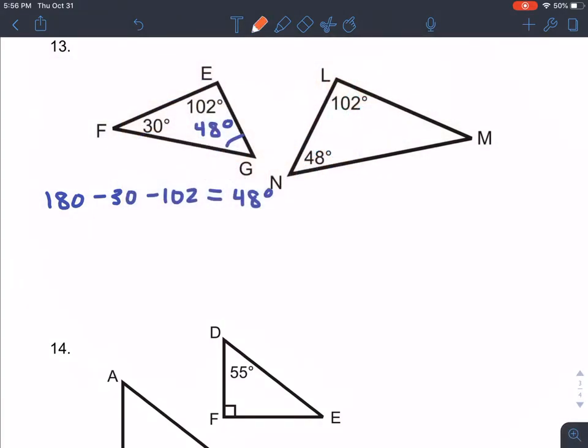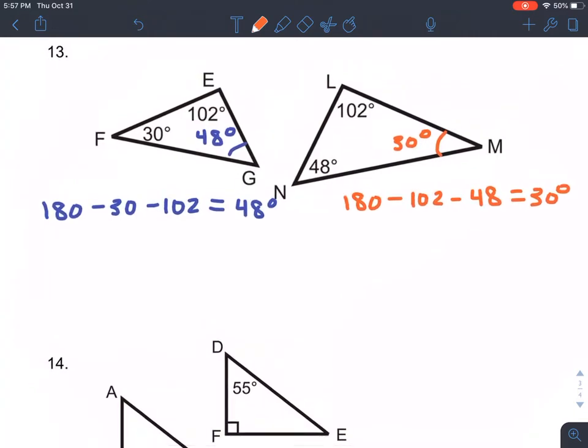I can then do the same thing over here to find the measure of angle M. So I'm going to have 180 minus 102 minus 48 equals, and that's going to be 30. Again, you can use your calculator on that. And then all you got to do is make sure that every single angle has a partner that is exactly congruent. So 102 and 102, 30 and 30, 48 and 48.